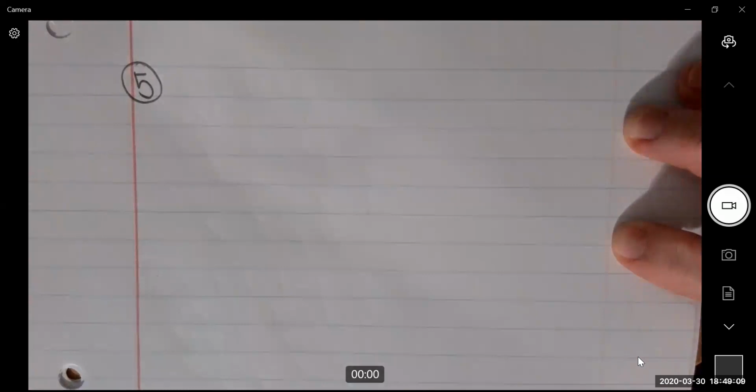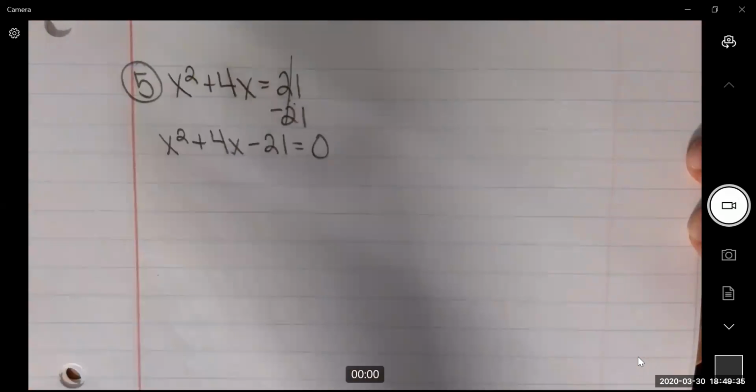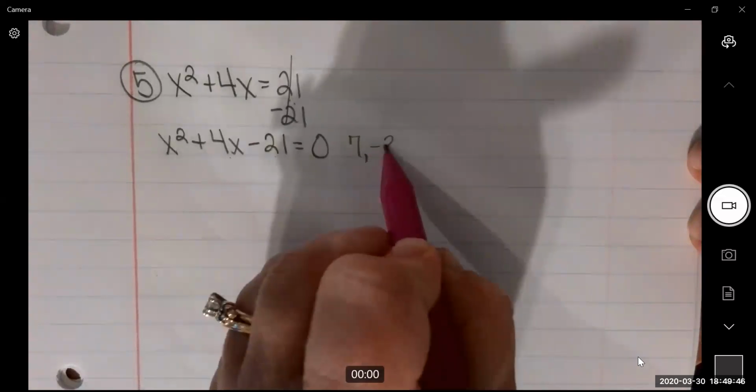All right, number 5. Here's one, x squared plus 4x equals 21. Okay, so from here, we need to set this to 0. So we need to subtract 21 from both sides. So this becomes x squared plus 4x minus 21 equals 0. Then we factor, we have negative 21 and a positive 4. So I'm going to have 7 and negative 3.